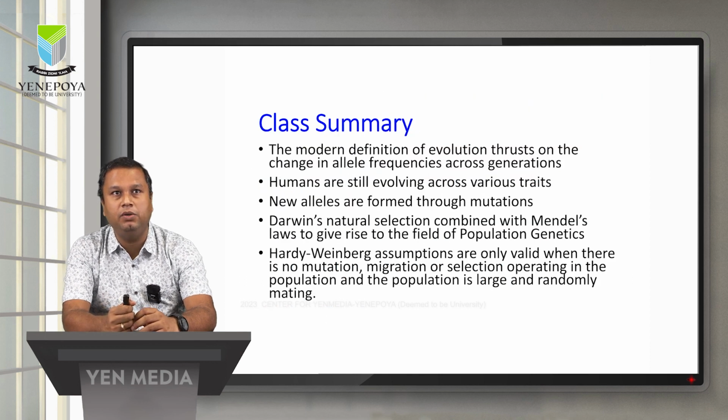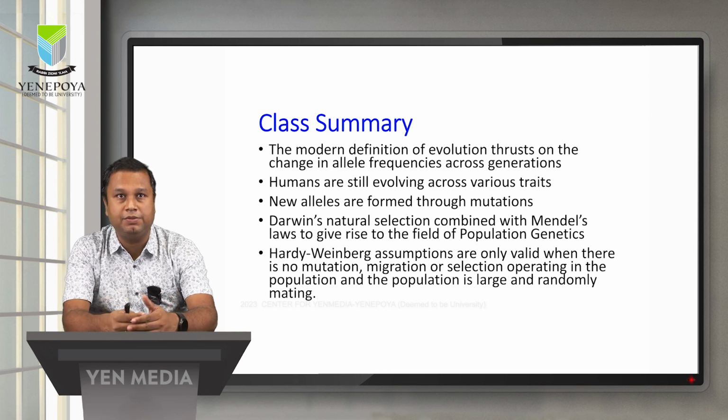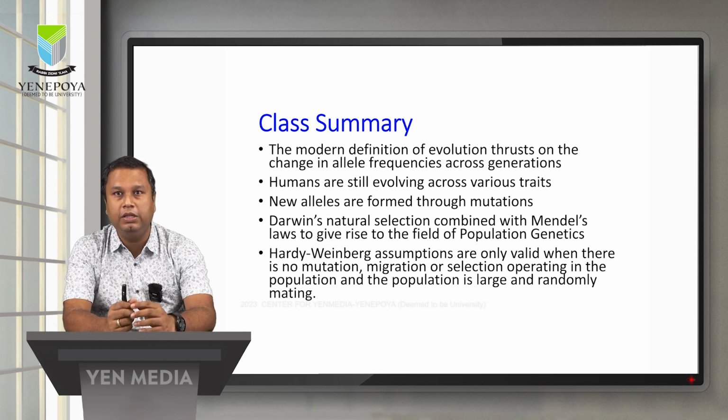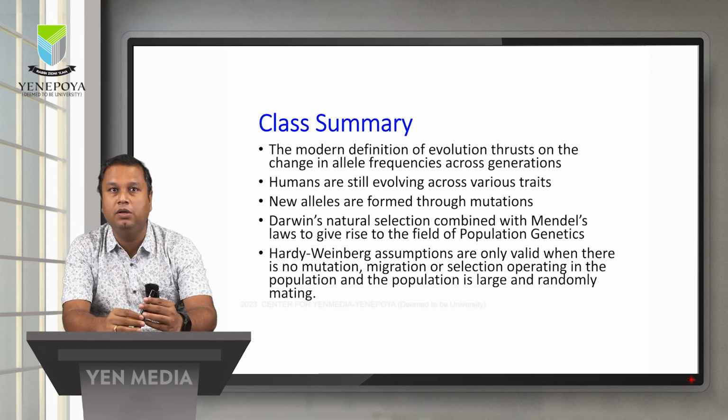Let's summarize what we have learned today. The modern definition of evolution thrusts on the change in allele frequencies across generations. Humans are still evolving across various traits. New alleles are formed through mutations. There are other factors that we will learn in subsequent classes. Darwin's natural selection combined with Mendel's law gave rise to the field of population genetics. Hardy-Weinberg assumptions are only valid when there is no mutation, no migration, no natural selection operating in the population, and the population is very large and randomly mating. With that, we will finish today's class. We will see you next time.